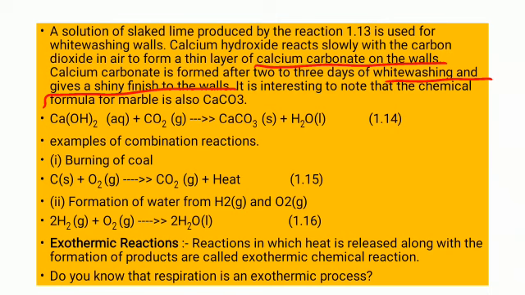Other examples of combination reaction: burning of coal, in which C plus O2 gives CO2 and heat. Formation of water from H2 and O2: 2H2 plus O2 gives 2H2O. Reactions in which heat is released along with the formation of products are called exothermic reactions. The above reactions are all exothermic. As we see, heat is evolved.